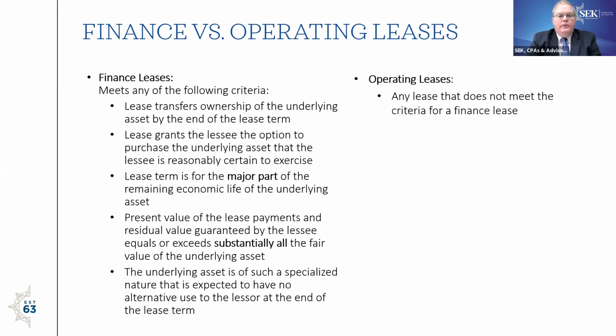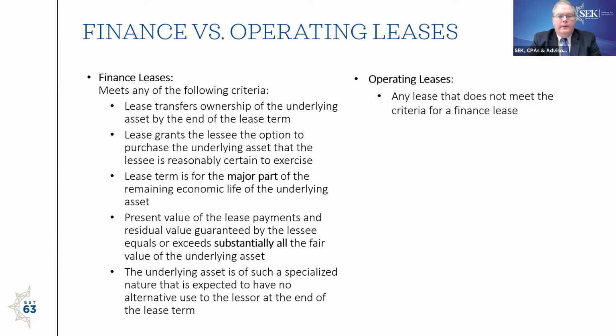The lease transfers ownership of the underlying asset by the end of the lease term. The lease grants the lessee the option to purchase the underlying asset that the lessee is reasonably certain to exercise. The lease term is for the major part of the remaining economic life of the underlying asset. You'll notice major part there is highlighted. In current GAAP, under the capital lease requirements, that is a specific percentage. There are no specific percentages or bright lines in this. It is major part, which is much more subjective.